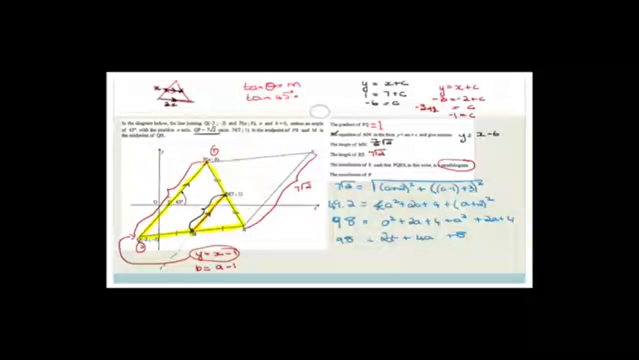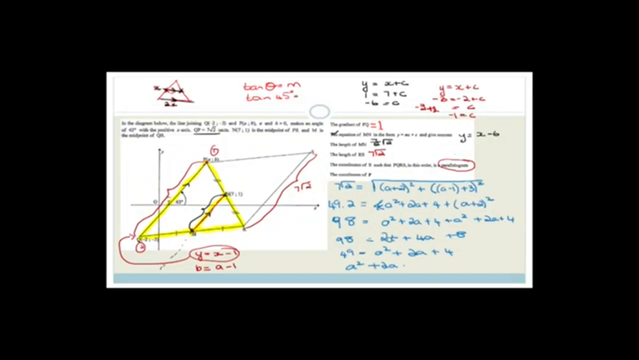Okay, so do you agree we can divide everything by 2? So we get 49 is equal to a squared plus 2a plus 4. So therefore a squared plus 2a, and when we take that across it becomes minus 49, so it becomes minus 45 equals 0. And now we need factors of 45 that are somehow going to give us a 2. And I'm running out of space again, so let me just erase.